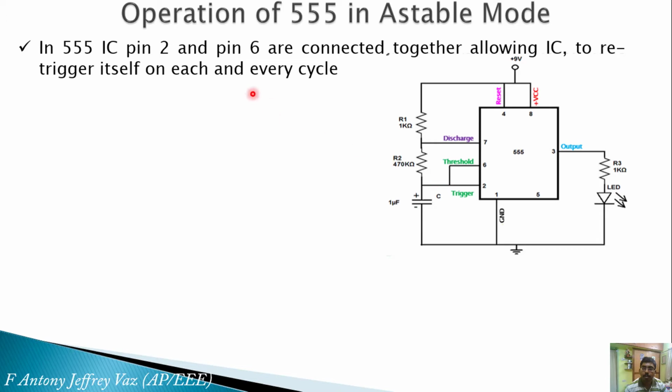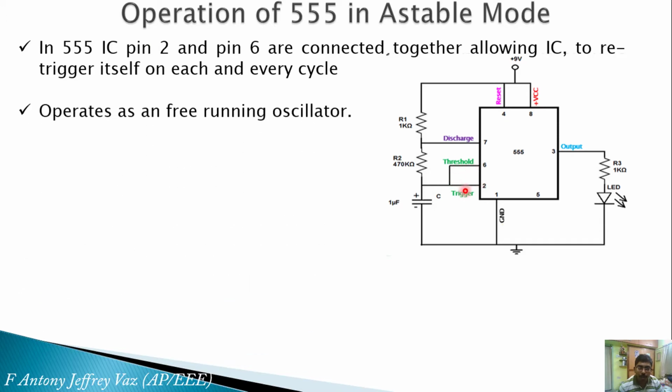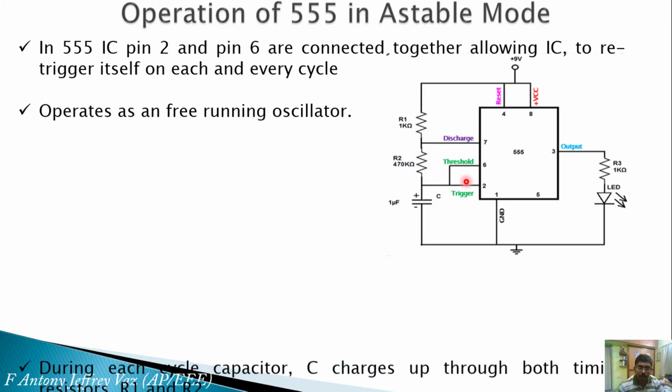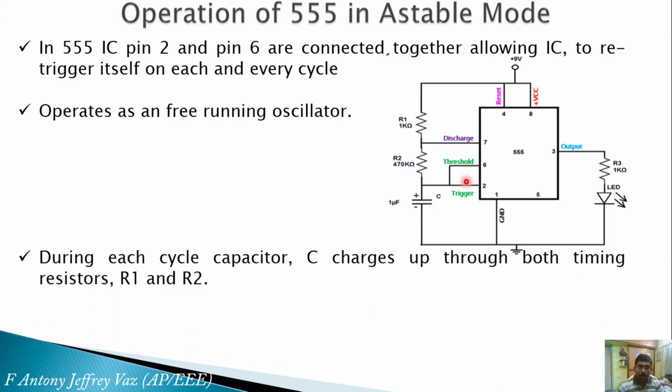In 555 IC, to make this an astable mode, we need to short circuit pin 2 and 6. This will make the IC trigger itself and run in an oscillator mode. During each cycle, the capacitor C charges through the resistances R1 and R2.